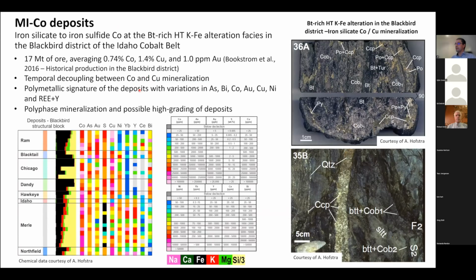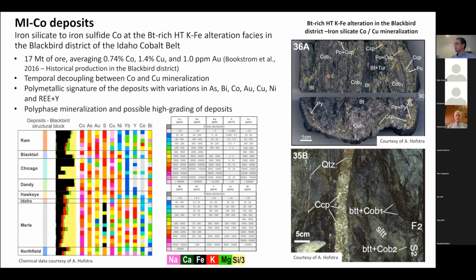The Blackbird deposit is an example from the Idaho Cobalt Belt, and here these examples are coming from the Merle deposit. In the Merle deposit, one characteristic is that this iron-rich metasomatic activity, instead of forming extensive iron oxide, preferentially forms biotite in association with the deposition of cobaltian arsenides.